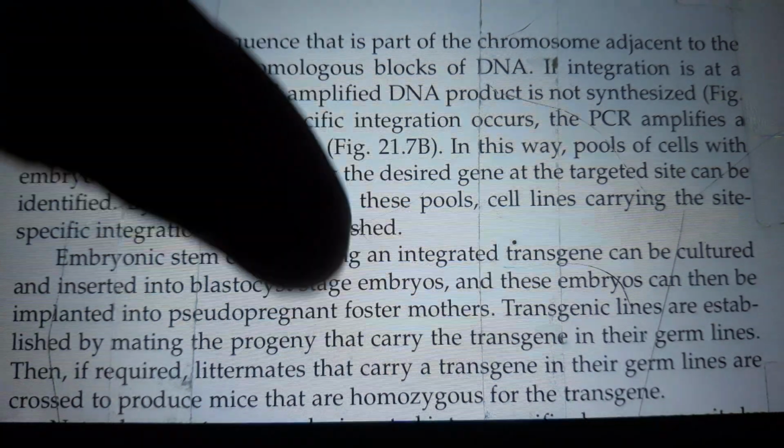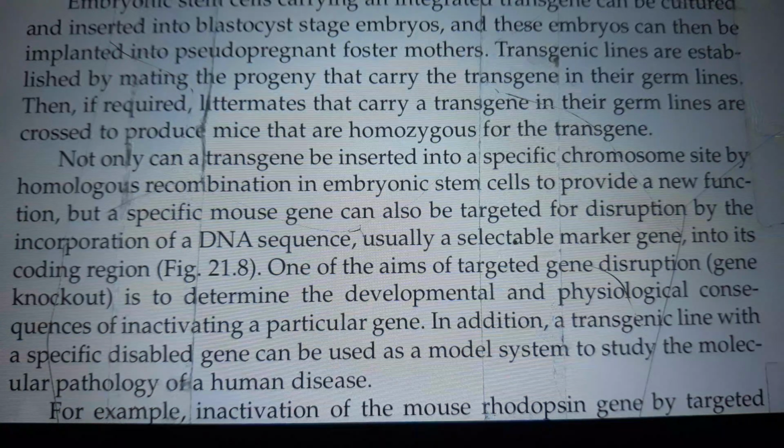Transgenic lines are established by mating the progeny that carry the transgene in the germ lines. Then, if required, littermates that carry a transgene in the germ lines are crossed to produce mice that are homozygous for the transgene.